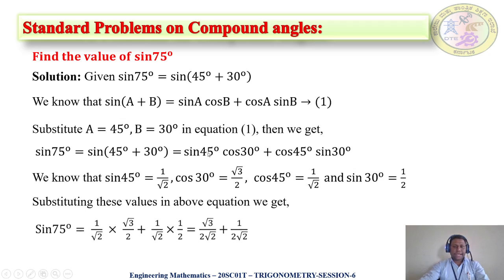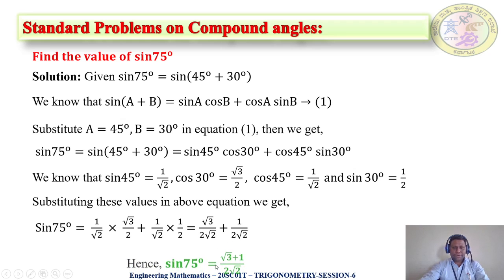We get sin 45 degree is 1 by root 2 into cos 30 degree is root 3 by 2 plus cos 45 degree is 1 by root 2 and sin 30 degree is 1 by 2. Here if you multiply the things, root 3 into 1 is root 3, 2 into root 2 is 2 root 2. Similarly here 1 into 1 is 1, 2 into root 2 is 2 root 2. Again if you take the LCM, 2 root 2 will be the common LCM here. Therefore if you take 2 root 2 as the LCM, it remains with root 3 plus 1. Therefore the value of sin 75 degree is root 3 plus 1 whole divided by 2 root 2.